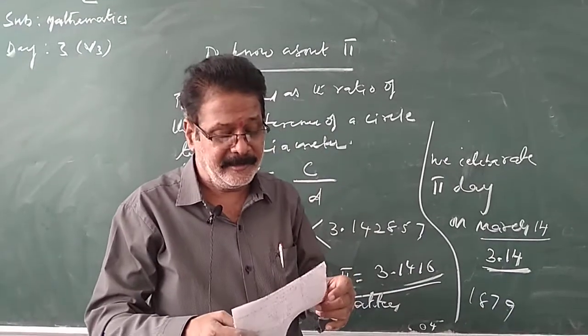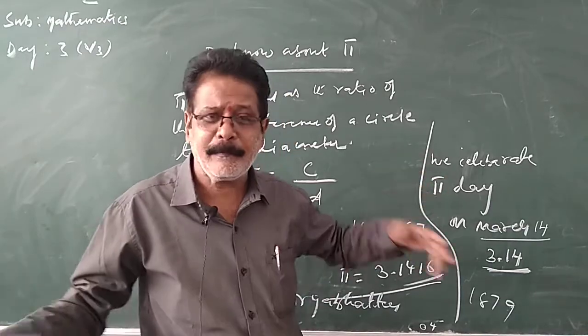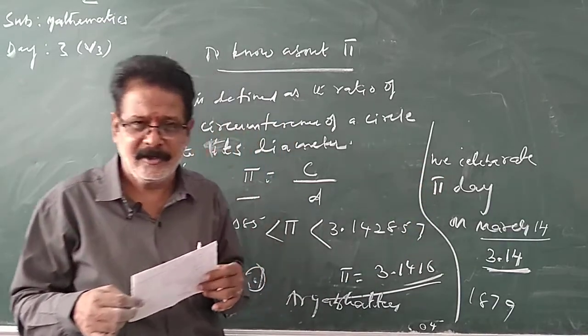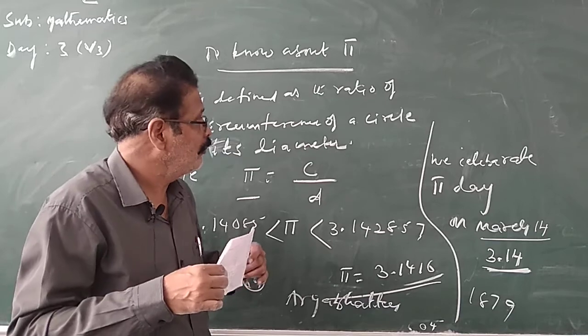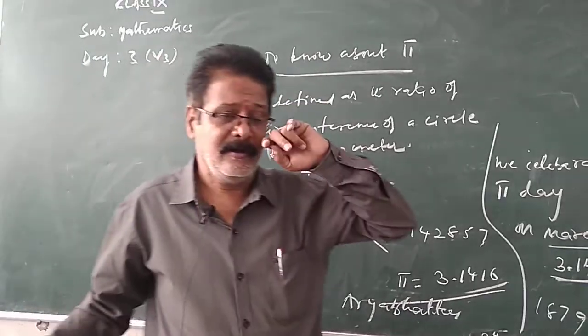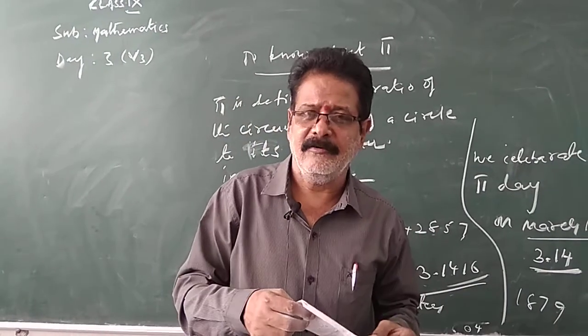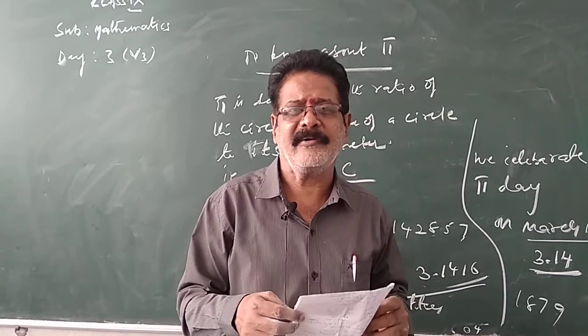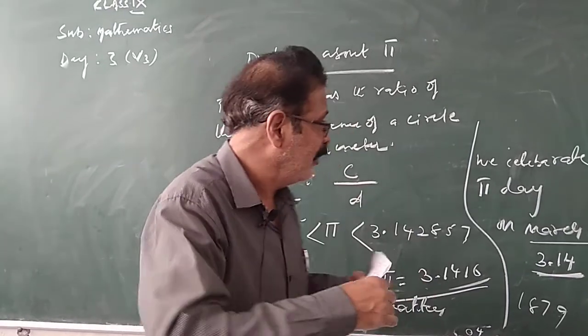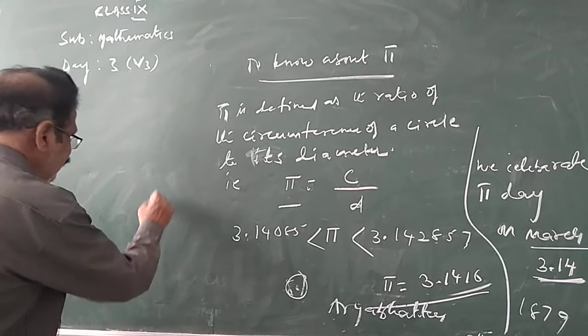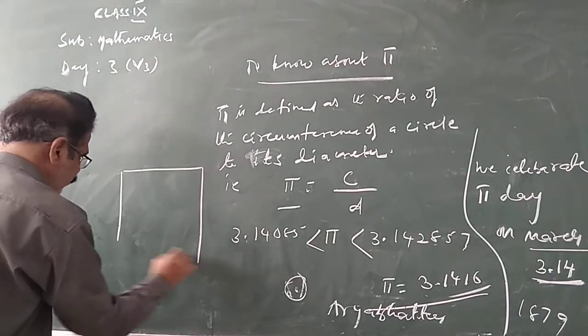So this is about it. We consider pi as an irrational number. So far we have learned about pi. In the next class, children, we'll see how to represent irrational numbers on the number line. Till then, do some homework problems.